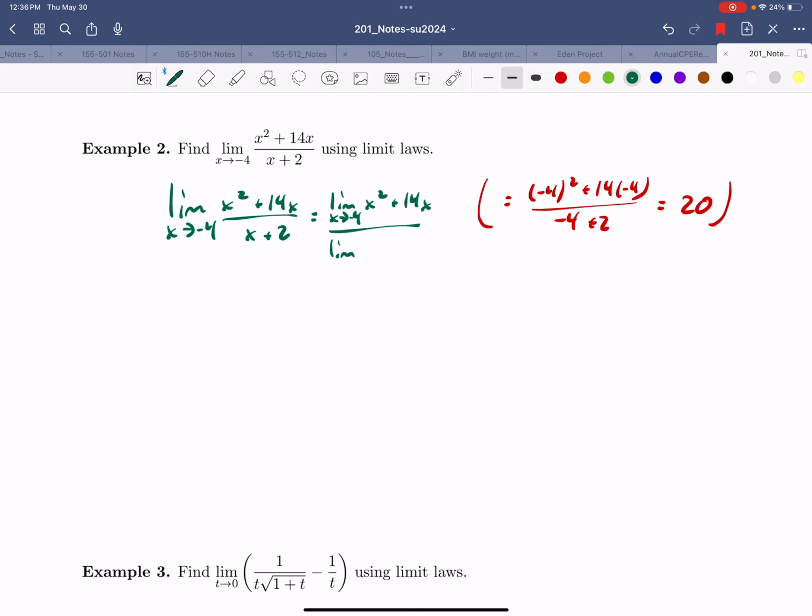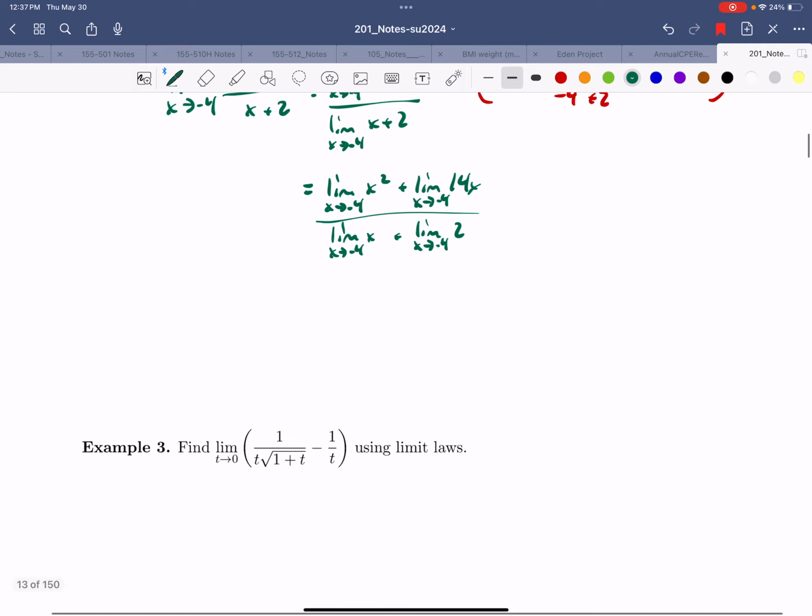And say, look, the limit of x squared plus 14x over x plus 2 is the limit of x squared plus 14x over the limit of x plus 2. And we can go a little further and say, hey, look, we can split that limit up over addition in the numerator and the denominator, right? So this limit plus this limit over this limit plus this limit.